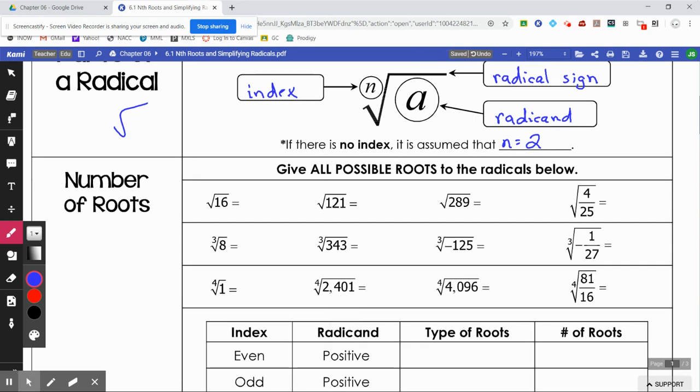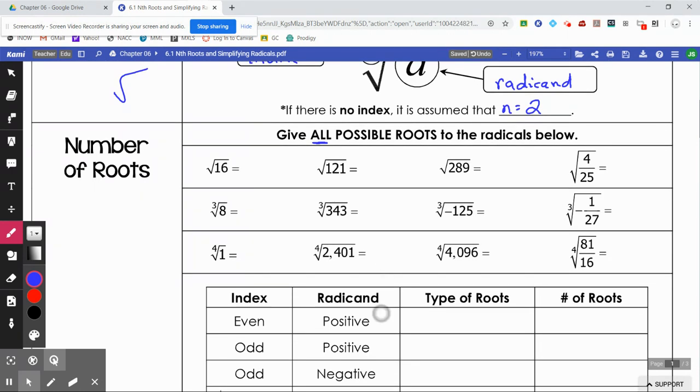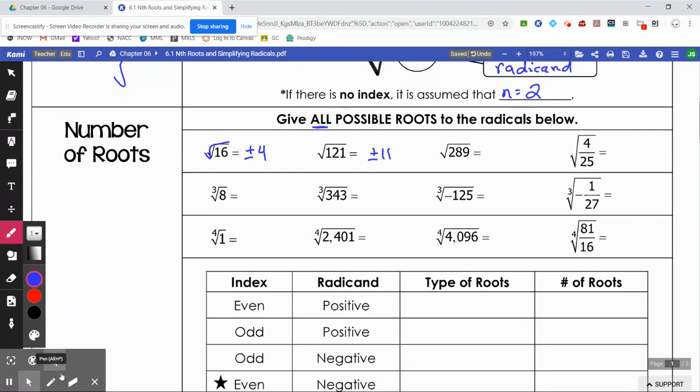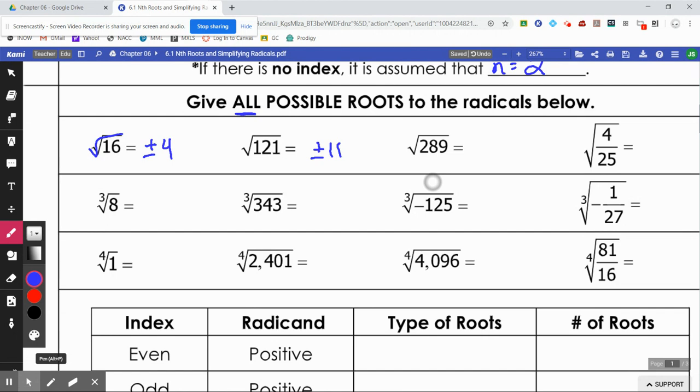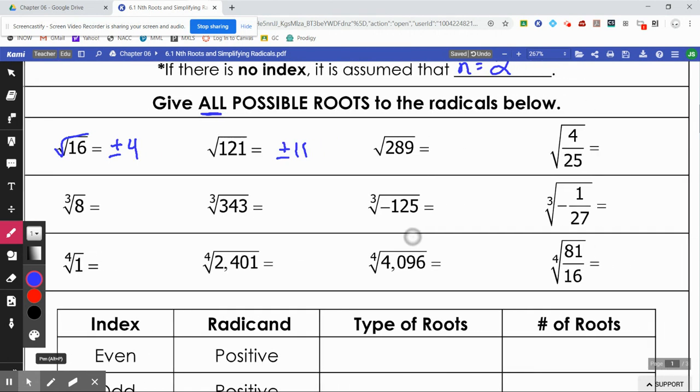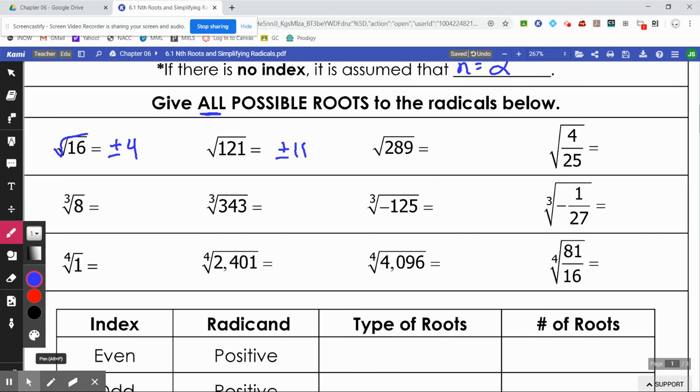Say give all the possible, and notice it says all the possible, so we are going to do the positive or negative. What I mean by that, what two numbers multiply to give you 16, a positive or a negative 4? So that would be all the possible roots. Square root of 121 could be positive or negative 11. Now, if it only asks for the principal, sometimes you're only worried about the positive one, and that's called the principal root. But since it's saying give all of them, we are going to list them both. Square root of 289 is positive or negative 17.